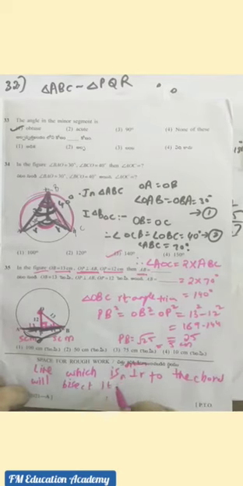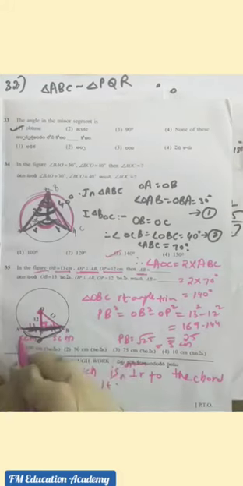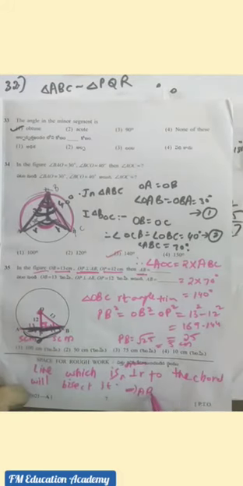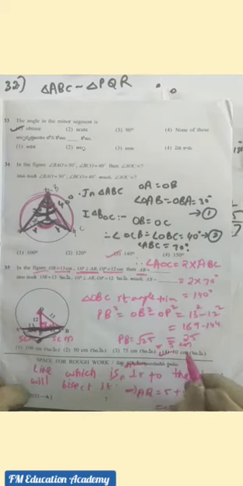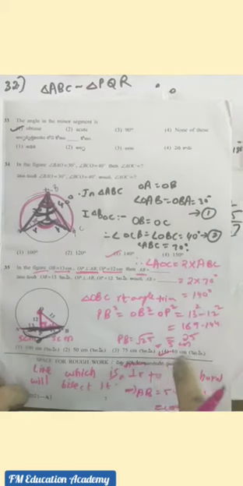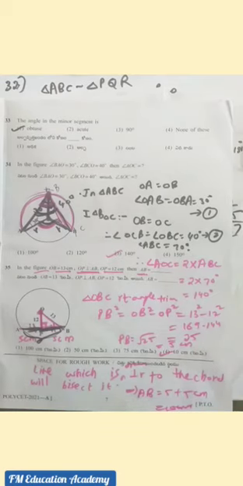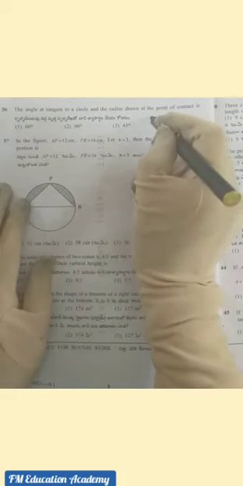So here we can say AB is equal to AP plus PB, that is 5 plus 5, that is equal to 10 centimeter. In which option do we have 10 centimeter? Option 4. So 35th question answer is option 4, 10 centimeter. 36th question. The angle at a tangent to a circle and the radius drawn at the point of contact is. What is it telling us?